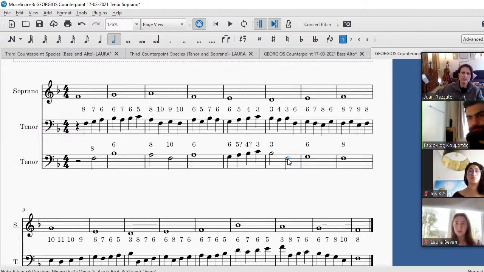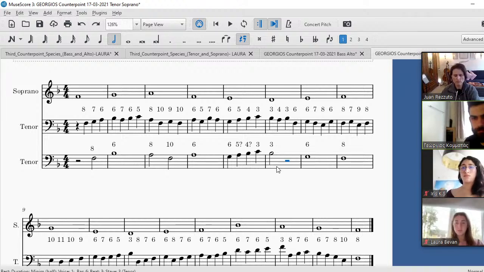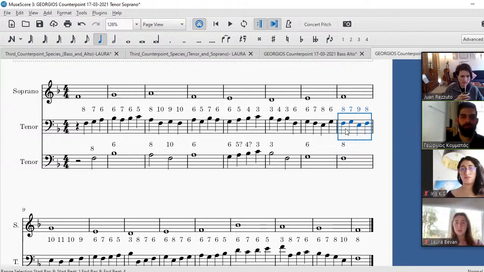Wouldn't you do that, for example, if you're dealing with first and second species? Wouldn't you do that? Or just B flat? If you're in second species, yes. If you're playing or composing something in first and second, would you do this? Or would you do just this? Oh, yeah, yes. So this is fine.